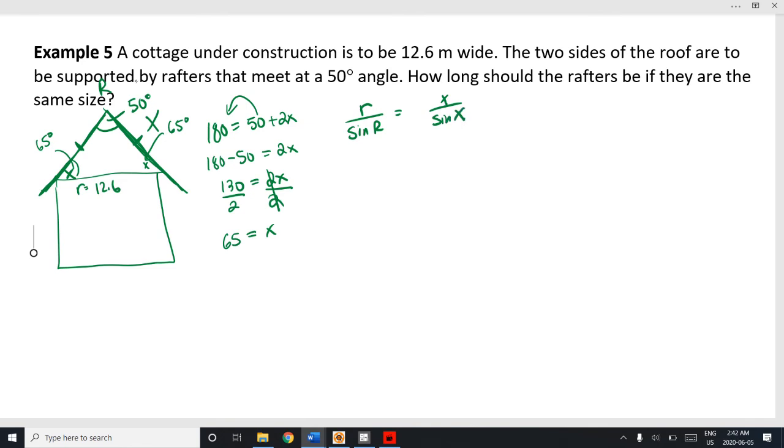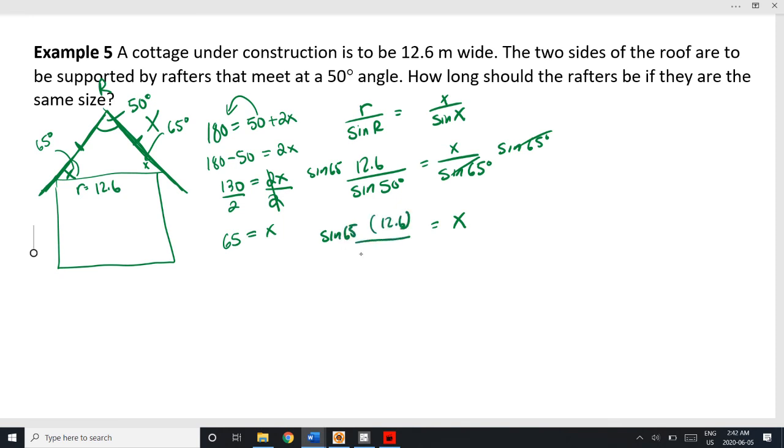And let's plug in some values here. So we know R is 12.6. Sine R is going to be the sine of 50 degrees is equal to X over sine X, and angle X is 65 degrees. Okay, and if we want to get X by itself, we're just going to multiply both sides by sine 65. These are going to cancel here, and we're going to get X by itself. So sine 65 times 12.6 divided by sine 50 degrees is equal to X. And again, we can just plug these values into the calculator to get actual numerical values. So let's try it out.